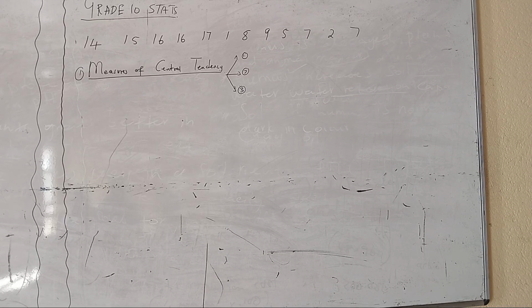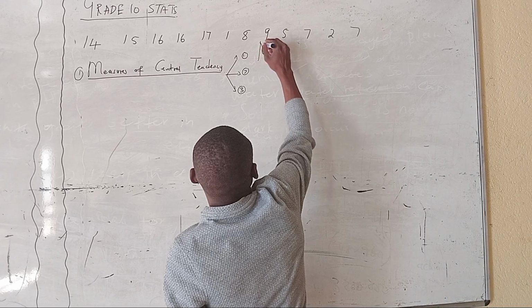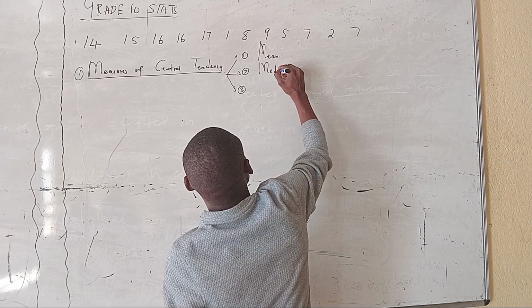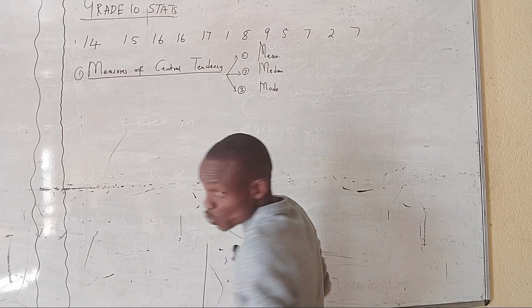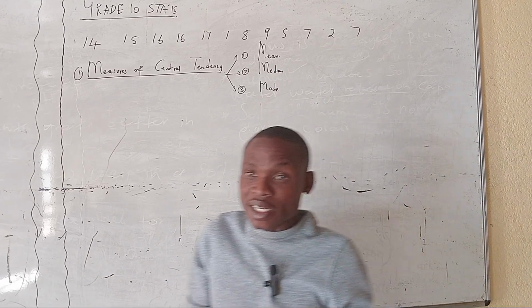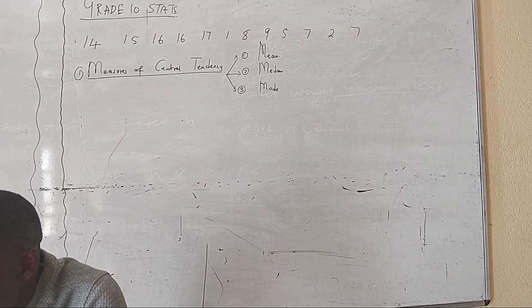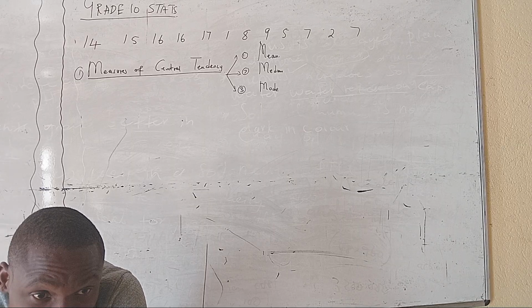We have what we call the mean, median, and mode. They all start with M. Mean, median, and mode. These are three measures of central tendency.